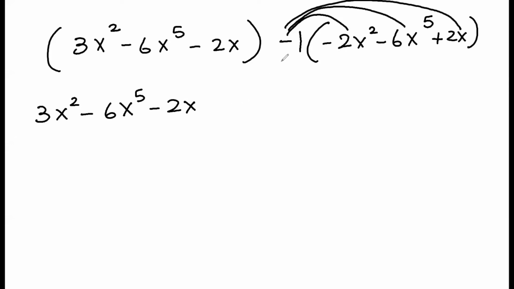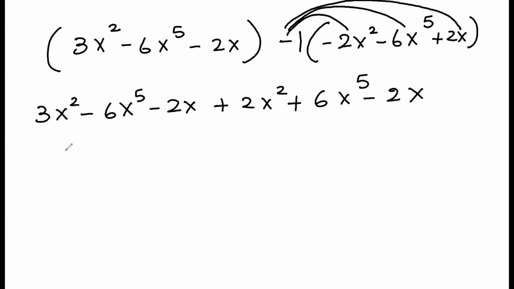So -1 times -2x squared is going to be positive 2x squared. -1 times -6x to the 5th power is going to be positive 6x to the 5th power. -1 times positive 2x is going to be -2x. You notice that -2x squared became positive 2x squared, -6x to the 5th became positive 6x to the 5th, and positive 2x has become -2x when multiplied with -1.